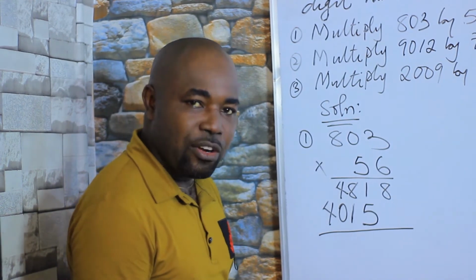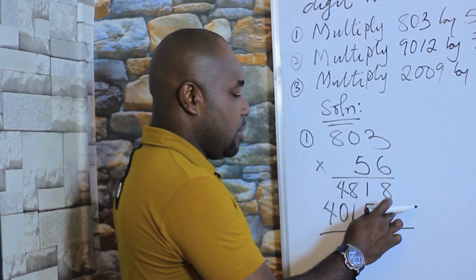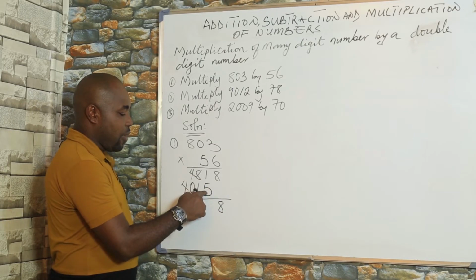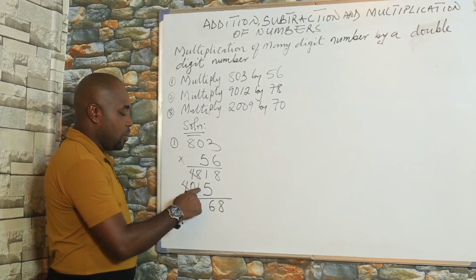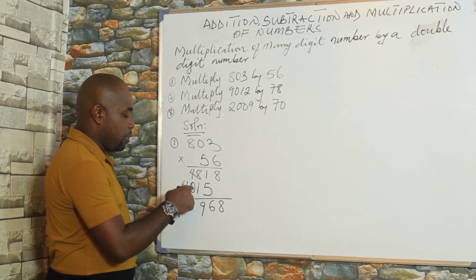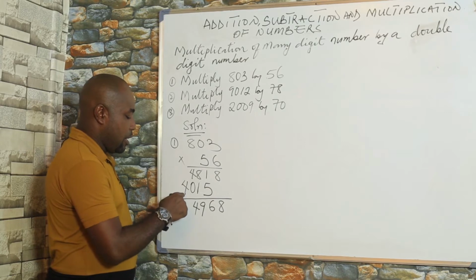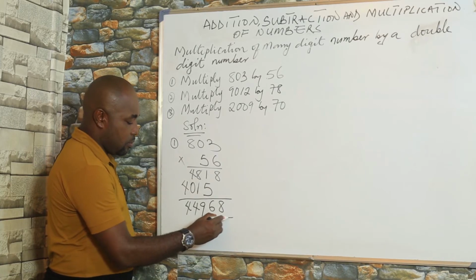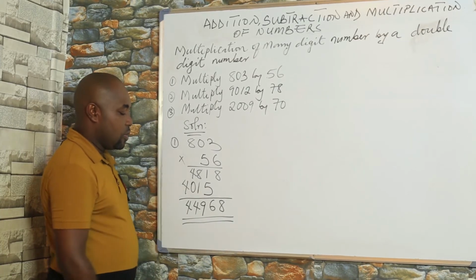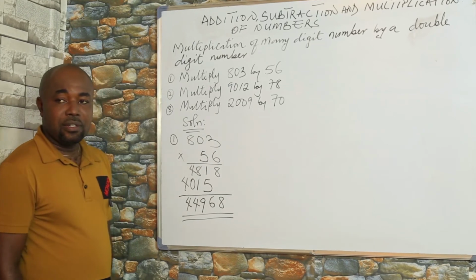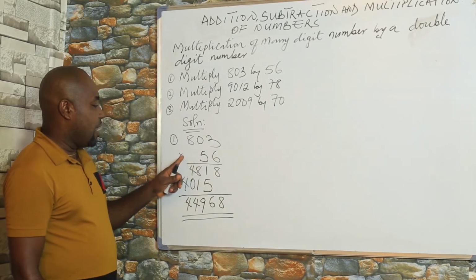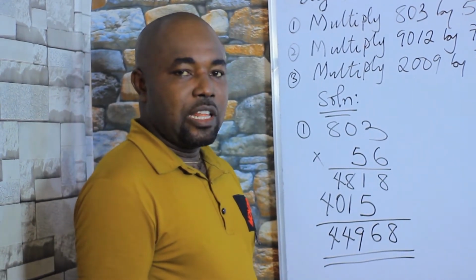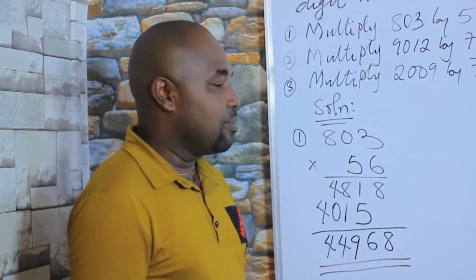Now, let us add up. 8 plus 0 here is 8. 1 plus 5 is 6. 8 plus 1 is 9. 4 plus 0 is 4. And here, 0 plus 4 is 4. This is our final answer. The product of this and this is this. Let us take the next question.